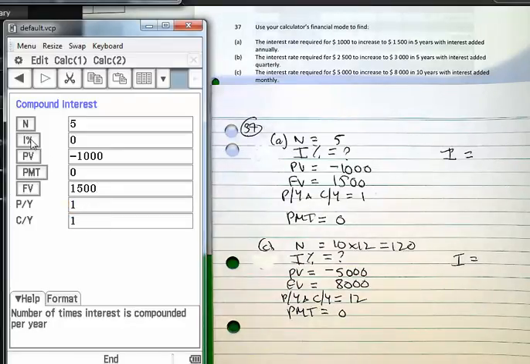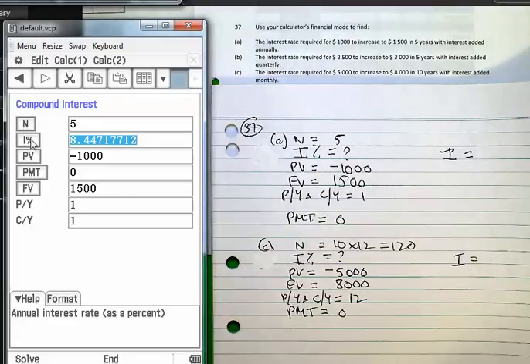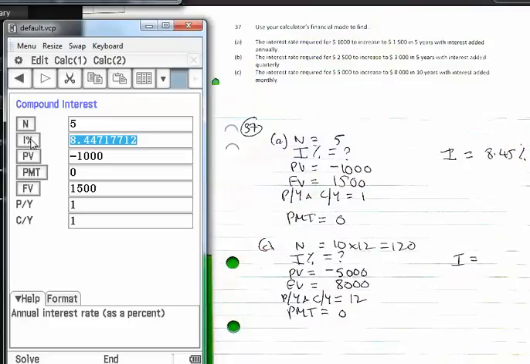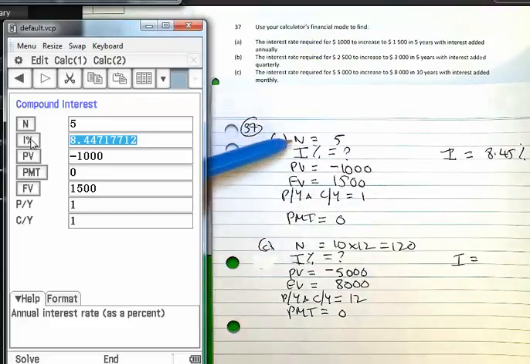Go up to the interest and you can see 8.447 or 8.45%. Notice how I've set it out, the number of payments, the interest, present value, future value, payments per year, compounding a year 1, payment 0.